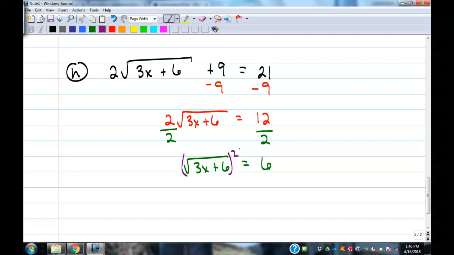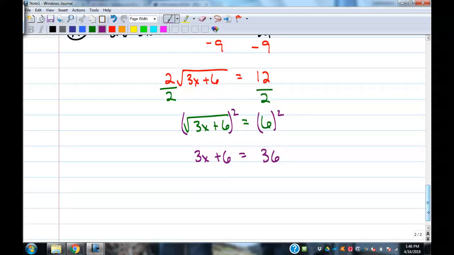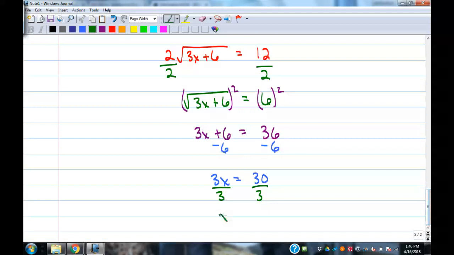Square, because we've got to get rid of the square root. To move anything else that's inside of there, we've got to get rid of that square root first. So that's going to give us 3x plus 6 is equal to 36. Minus 6. Good job. And then Caden said divide by 3. X is 10. Not too bad. Once you get rid of the square root, it's back to stuff we did in August. Really easy, simple equation stuff.